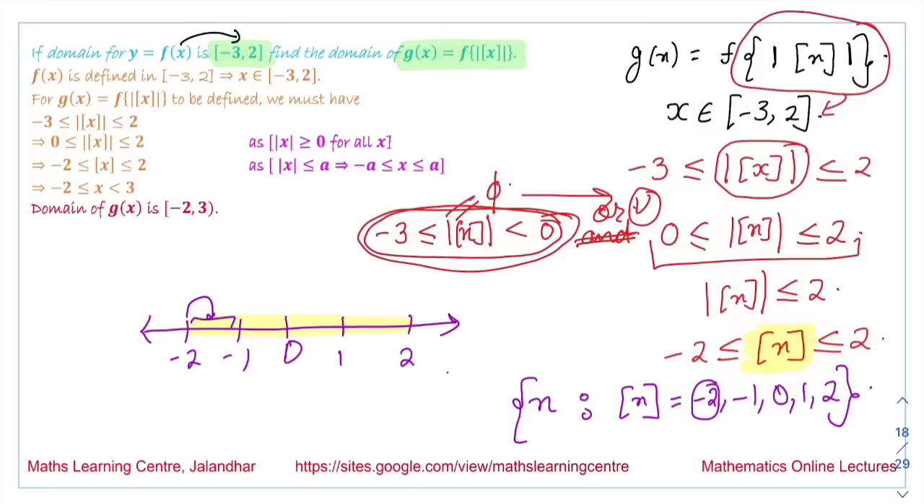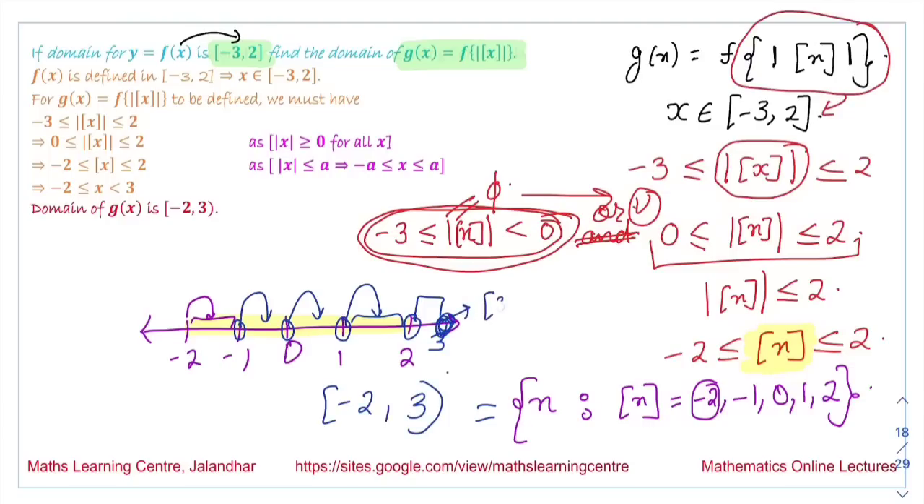The value of minus 1 will be for all these points. 0 will be for all these points. 1 will be for all these points. And 2 will be the points 2 to 3. So we are saying this set is equal to minus 2 to 3. This is open at 3 because at 3 the answer will be 3.